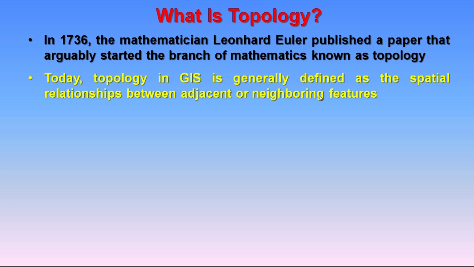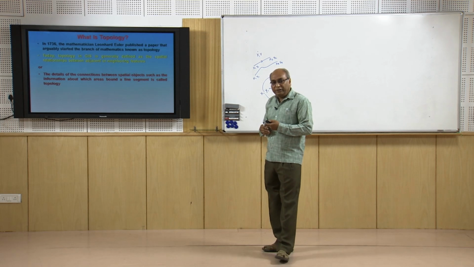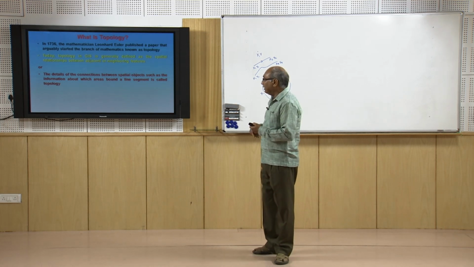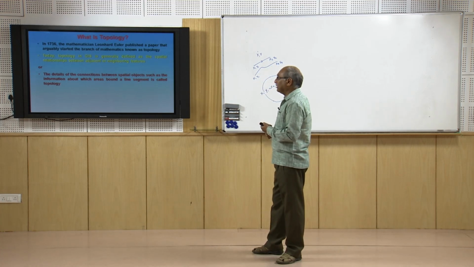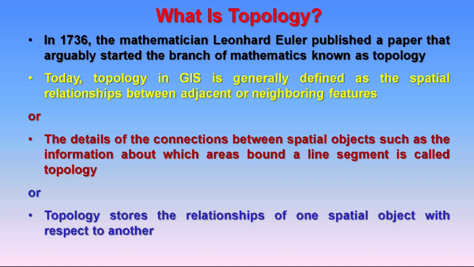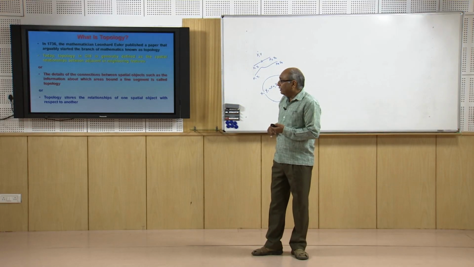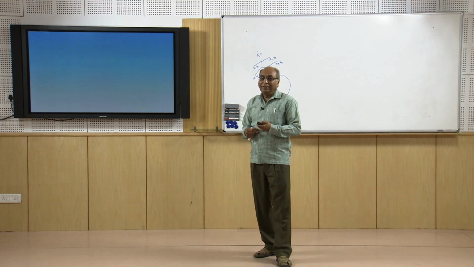In different books, literature or on the net, you would find slightly varying definitions of topology, but concept-wise they are all the same, like details of connections between spatial objects, such as information about which areas bound a line segment, is called topology. Or, a very brief definition: topology stores the relationship of one spatial object with respect to another. In very simple terms, you can think that topology is keeping information about neighbors.